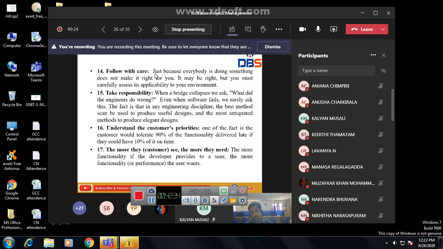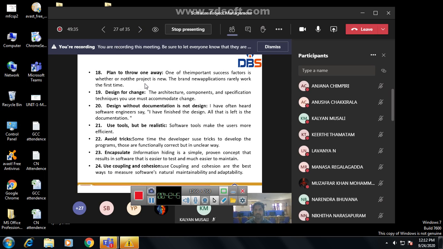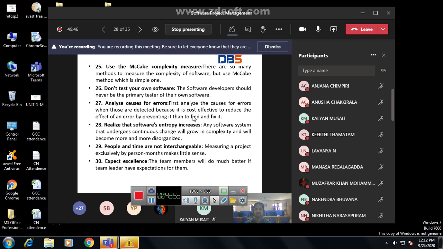So tomorrow, follow with care, take responsibilities, understand the customer priorities. The more they see, the more they need. Plan to throw one away, design for change, design without documentation. Use tools but be realistic, avoid tricks, encapsulate, use coupling and cohesion. Use the McCabe complexity, don't test your own software, analyze causes for errors, realize that software entropy increases, people and time are not interchangeable, accept excellence. So these are the 30 principles. These are the most important principles of conventional software project management.